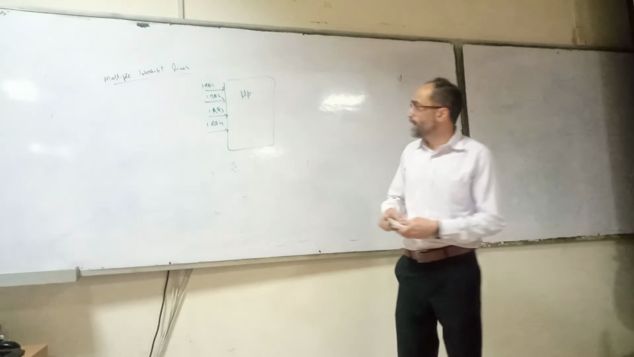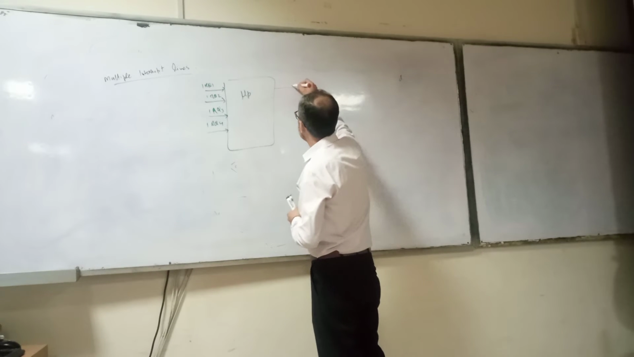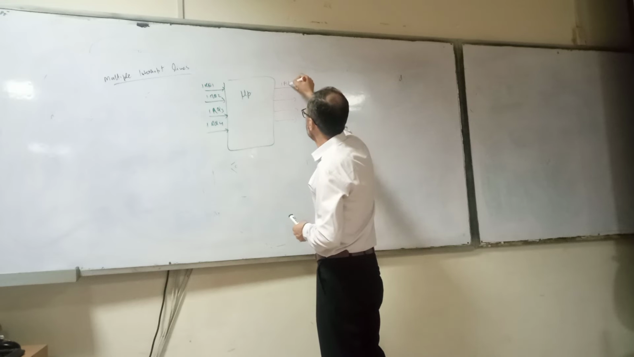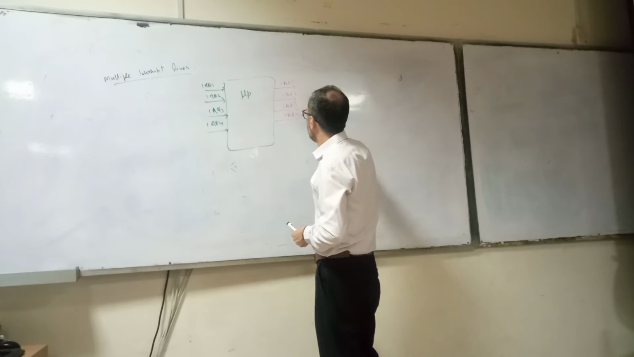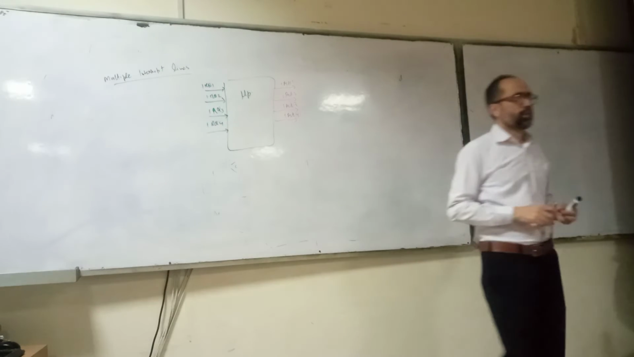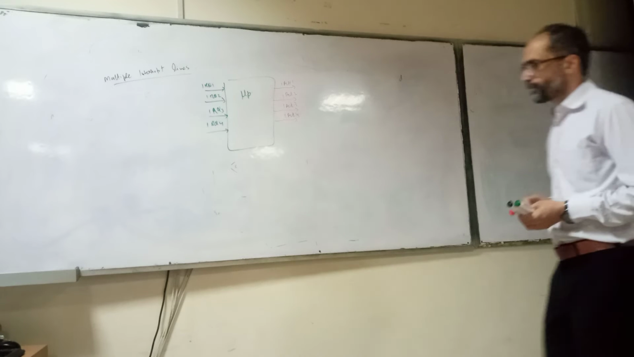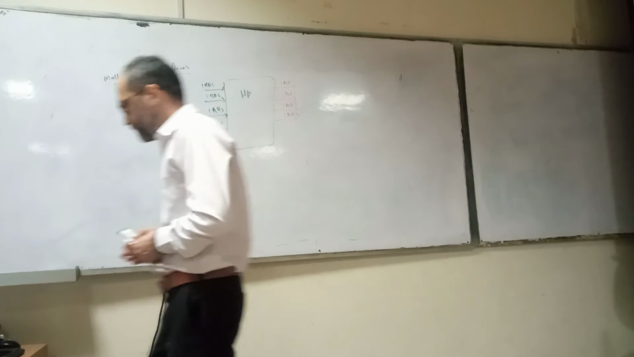Now there are also other signals generated by the microprocessor to acknowledge: I acknowledge 1, I acknowledge 2, I acknowledge 3 and I acknowledge 4. What is the advantage of this interrupt scheme?